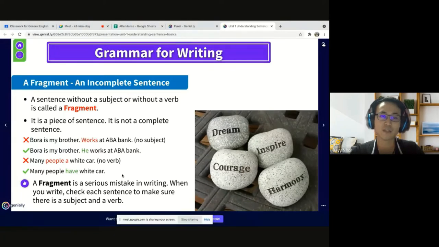When you write, check each sentence to make sure there is a subject and a verb. Now let's look at the sentence, subject and verb. Your sentence, you are confident that your sentence is most likely to be correct.